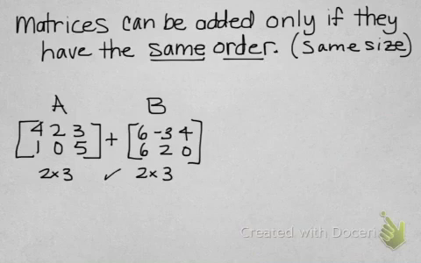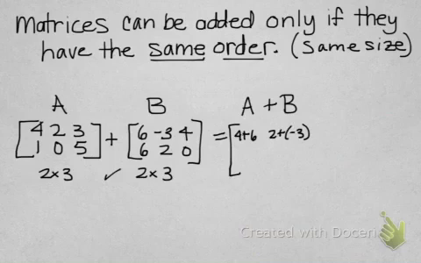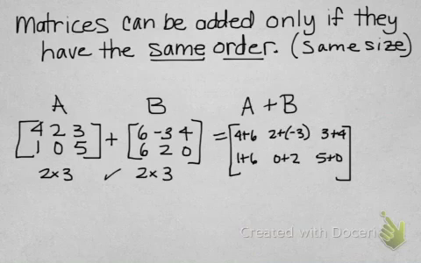So for the first entry, I'm going to have 4 plus 6. And then I'll go to the first row, second column in each matrix. That's going to be 2 and negative 3. And then 3 and 4. Then we'll go down to the second row, 1 plus 6, 0 plus 2, and 5 plus 0.